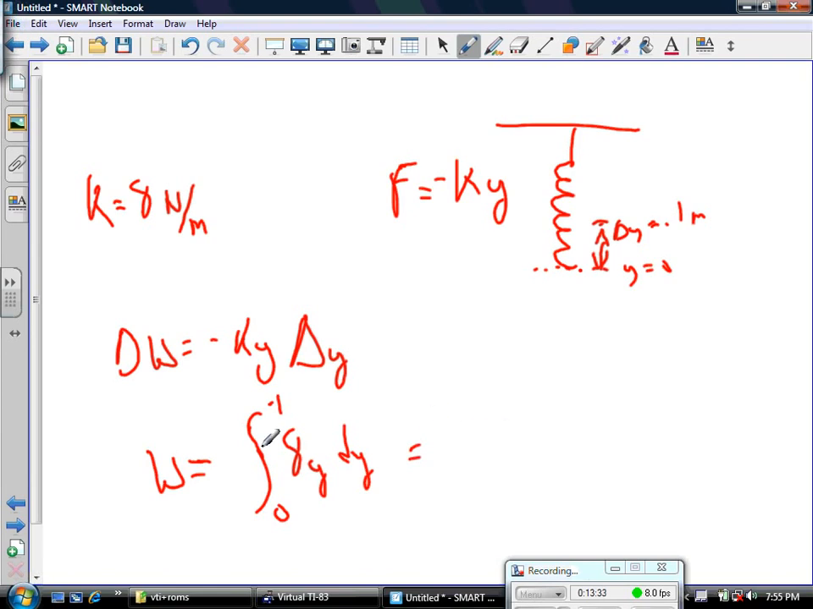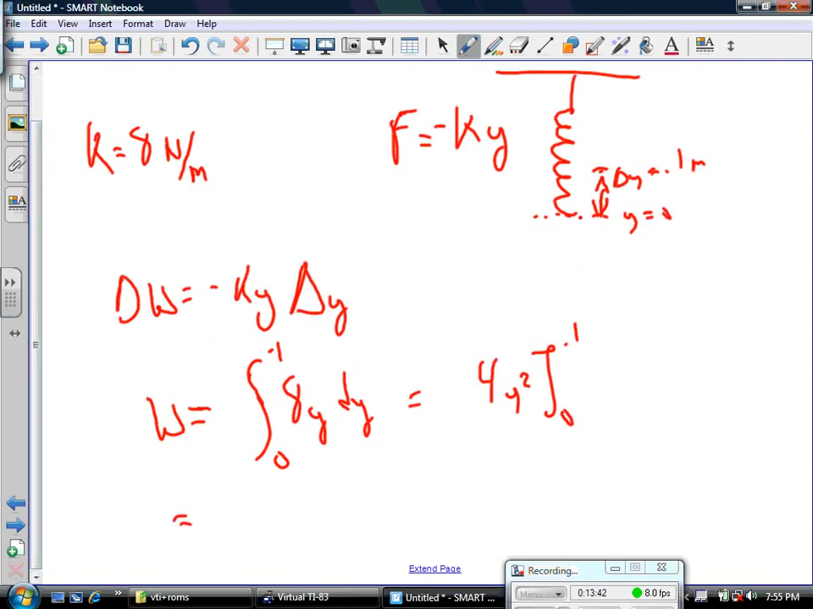All right, so what's the antiderivative? 8y squared over 2, in other words, 4y squared. Evaluate it from 0 to 0.1. So you're going to get 4 times 0.1 squared, minus 4 times 0 squared. But 0.1 squared, or 1/10 squared, is 1/100th. So you get 4/100ths, 0.04.